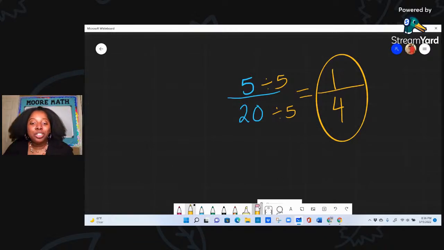So we're about to do not dividing. We're about to do multi-step equations. Stay tuned. Give me about 30 seconds. And we will be back. So multi-step equations, that's where we're going.